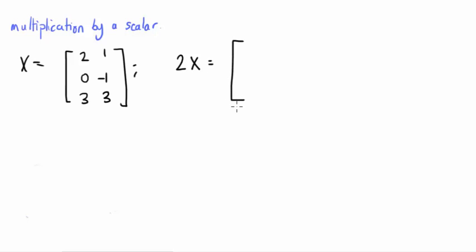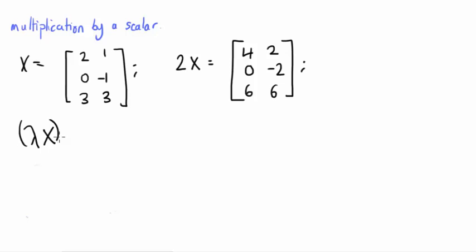All that we do is we multiply every element in matrix X by the scalar. So we have 2 by 2, 1 by 2, 0 by 2, -1 by 2, 3 by 2, and 3 by 2. In general, if we take a matrix X and multiply it by a scalar, lambda, then the elements in the matrix are simply given by the scalar times the elements in the original matrix.